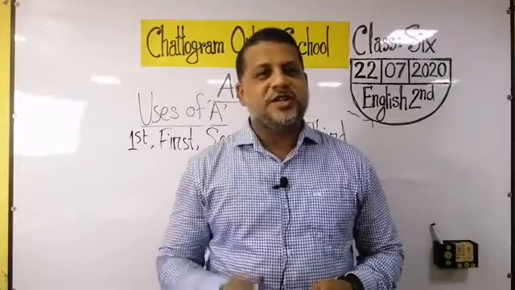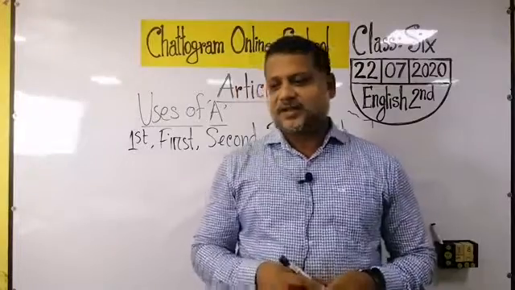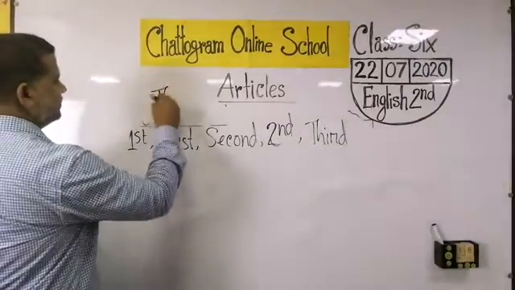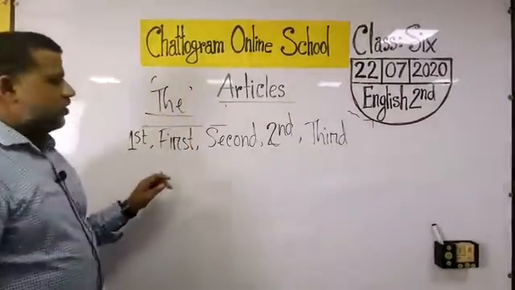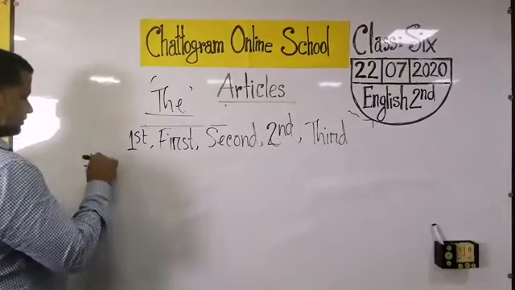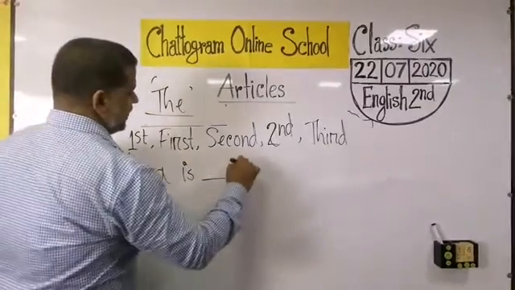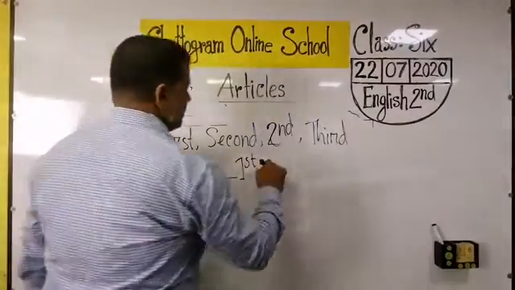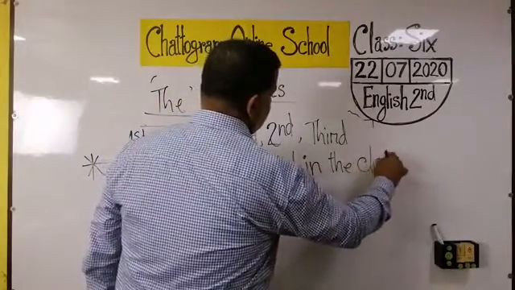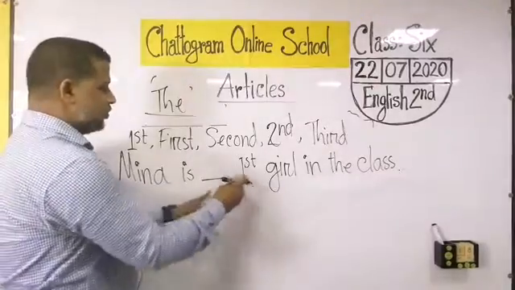Before the ordinal numbers, we must use what? The. What? The. So it is the use of "the". Before ordinal numbers, we should use "the". Look at the example. Meena is dash first girl in the class. Dear students, you see first is an ordinal number. So we should use "the" here.